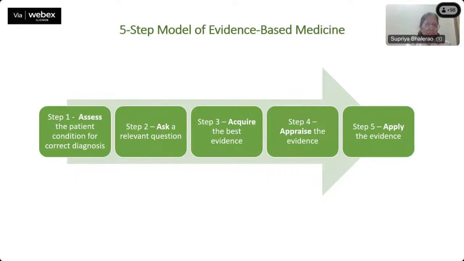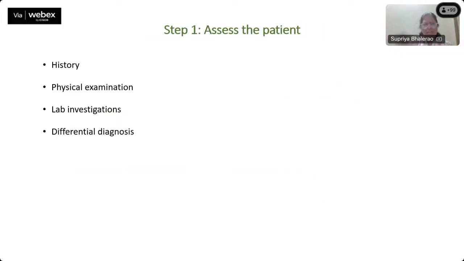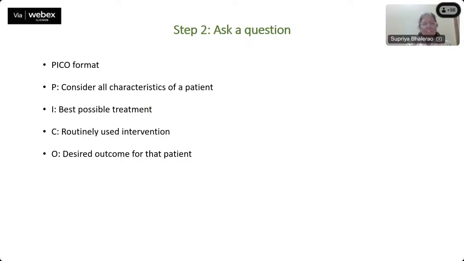Now EBM is a 5-step model. It is very simple. Assess the patient condition, ask a relevant question, then acquire the best evidence, the fourth one is appraise the evidence, and lastly apply the evidence. So in short, assess the patient's history, physical examination, lab investigation, differential diagnosis. Through this you will assess the patient's condition. Asking a question is very interesting. Here also the PICO format, which you use in framing a research question, is useful. That same PICO format is useful in EBM also.